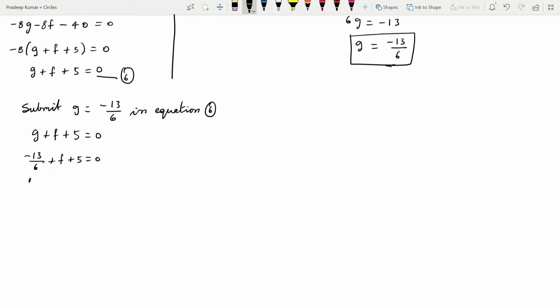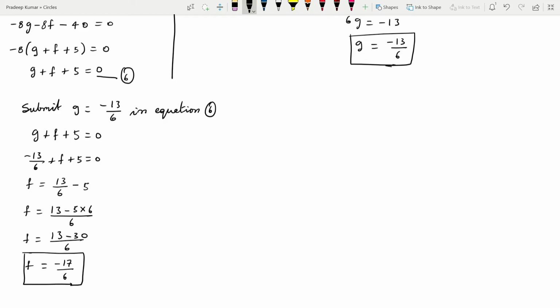So I can write this as f equal to 13 by 6, as I'm sending this 13 by 6 to the other side, where on this side it was minus, as it is coming to this side, that is plus. So plus 5 when it comes to this side, that is minus 5. So let's solve this further. So this is f equal to 13 minus 5 into 6 by 6. This is after doing LCM. So this is f equal to 13 minus 5 into 6, that is 5 into 6 is 30, by 6. So f value I'm getting as minus 17 by 6. So we got g value, we got f value, and we even have to find out c value also.